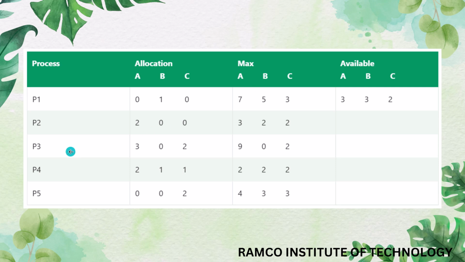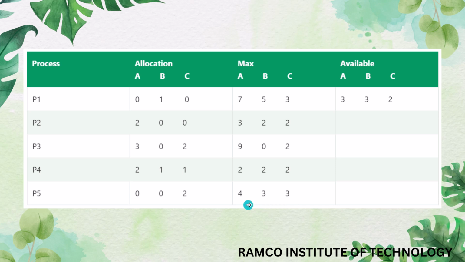So here the process P3 allocations are 3, 0, 2. Then the maximum instances of resources are 9, 0, 2. Then P4 allocation is 2, 1, 1. Then the maximum instances of each type are 2, 2, 2. Then the process P5, here the allocations are 0, 0, 2. Then the maximum resource instances are 4, 3, 3.